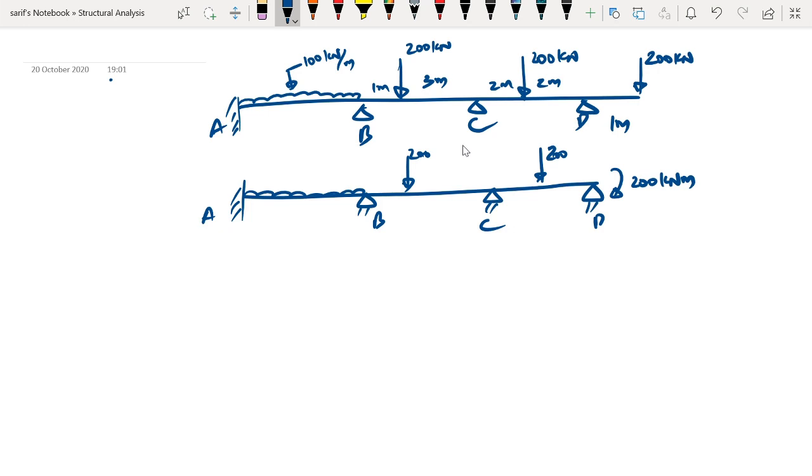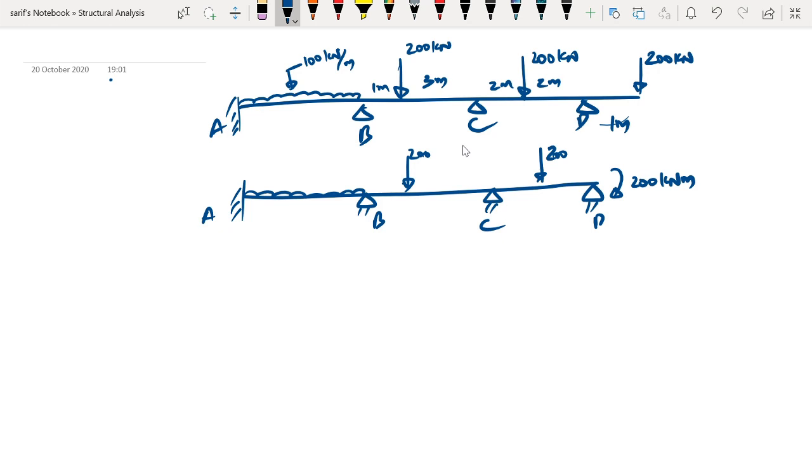using the moment distribution method. Now, as you know, the first thing we have to do is calculate the fixed end moments for each of the spans. Before we do that, if you look into this particular question, we have a fixed support at A, then intermediate supports as well as an overhanging end. So in problems related to moment distribution, we will not be dealing with the overhang explicitly.